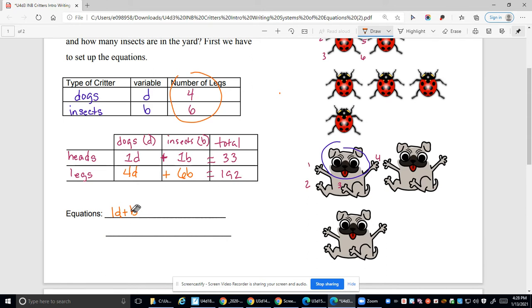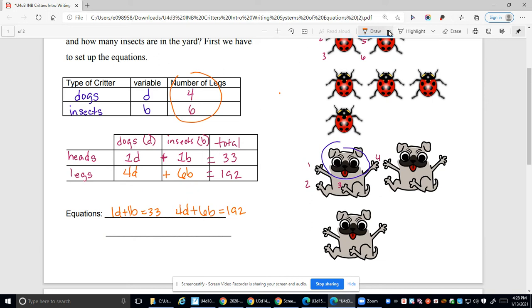When we write our final equations, you can definitely write the two equations as 1D plus 1B equals 33, right? And you could write the other equation as 4D plus 6B equals 192. So this is why we call it a system of equations, because it's more than one equation needed in order to solve this, right?